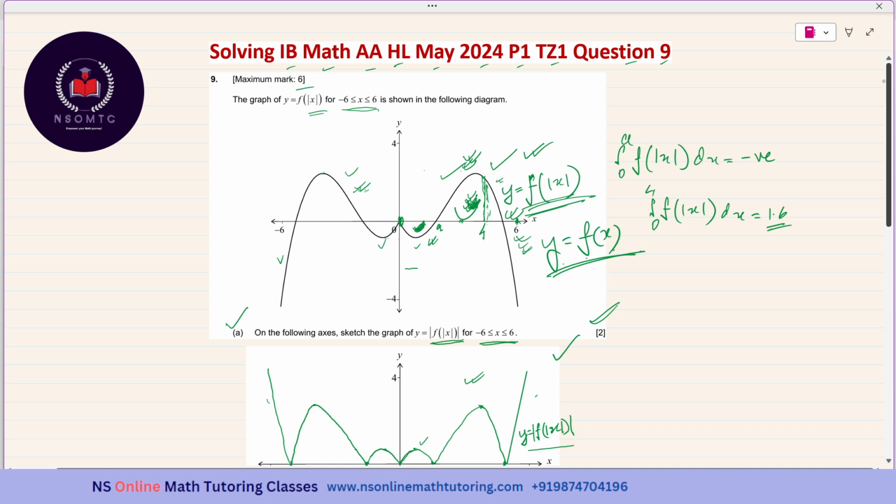And for this, maybe I take this portion, from 0 to a, as equal to -k, because it is below the x-axis. And from a to 4, the integral of f of absolute value of x dx will be a positive number because it is above the x-axis. I will call it m. Okay, so I am taking m. Say this is a positive number.